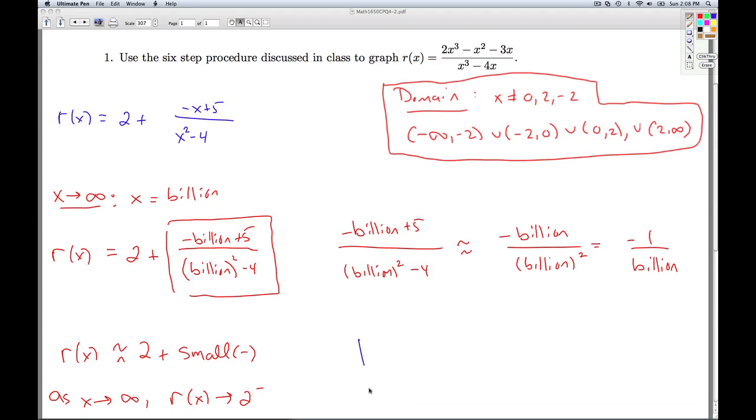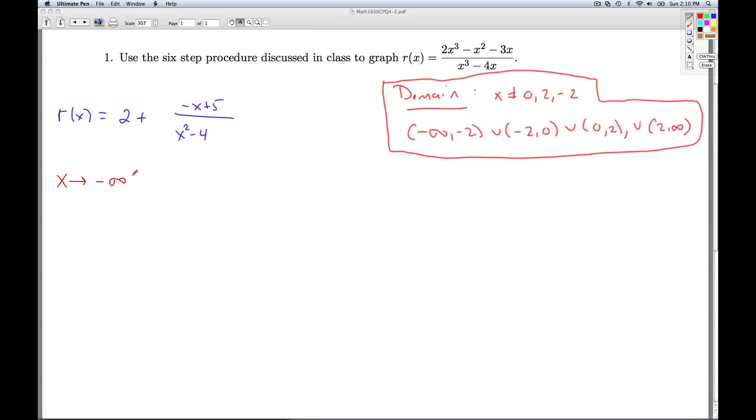And what does that mean geometrically? Well, we know from the theorem in 4.1 that we've got this horizontal asymptote, y equals 2. If r of x is 2 plus a small negative, that means that the y values on the graph are a little bit less than 2, which means the graph is underneath the horizontal asymptote.